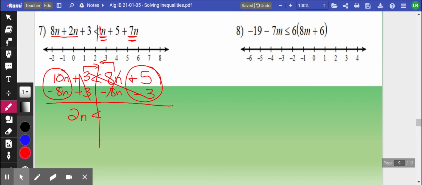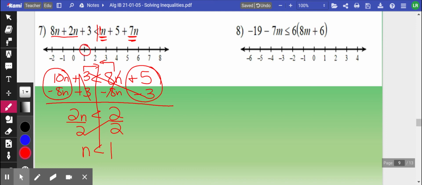is less than, finish him. Divide by 2. Kind of nice when you do it this way because your n's are already on the left. You're not going to have to adjust anything. n is less than 1.